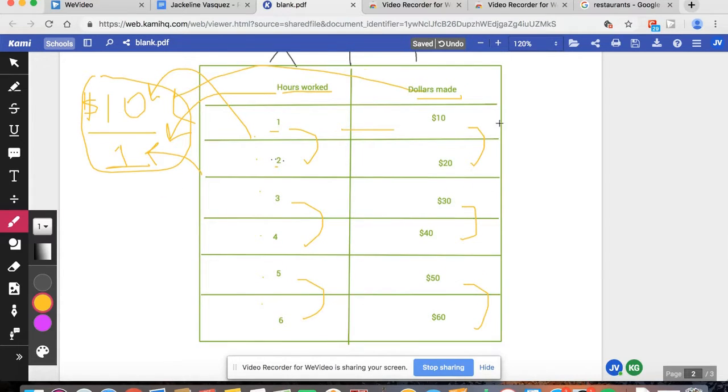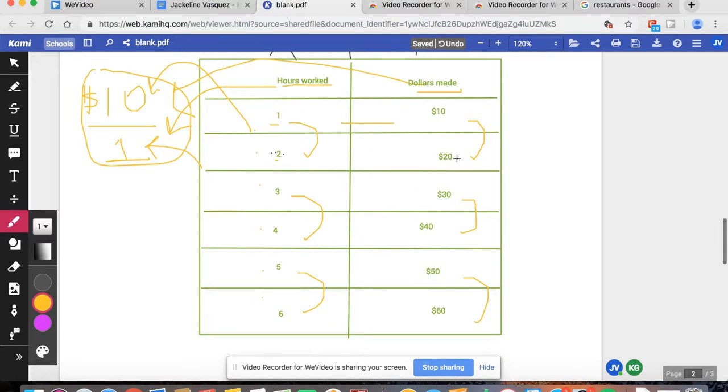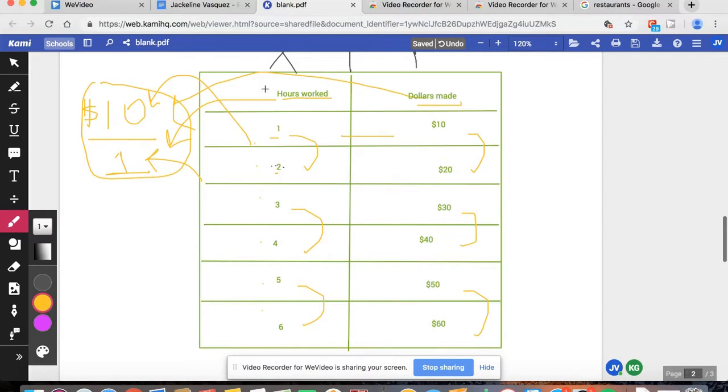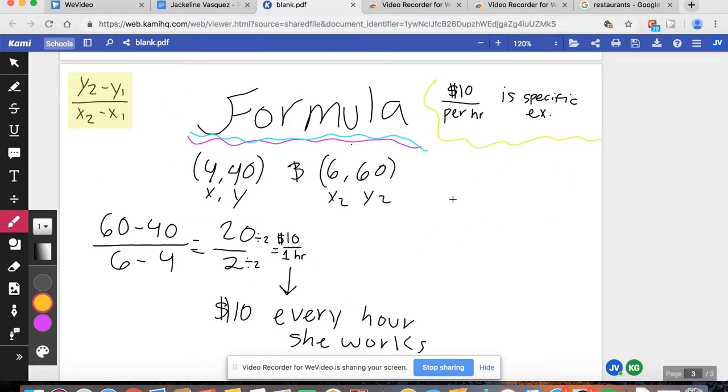Now, this is how you explain the table with the rate of change of $10 per hour. Now we are going to explain the formula version of finding rate of change.